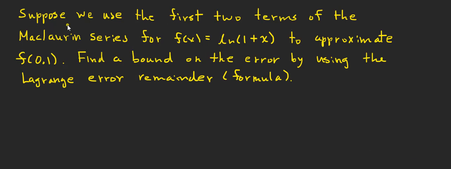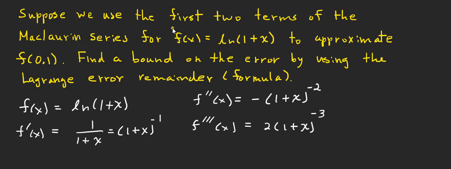Now, suppose we use the first two terms of the Maclaurin series for f of x equals natural log of quantity 1 plus x to approximate f of 0.1. Find a bound on the error by using the Lagrange error remainder. Sometimes, some books use a formula for the remainder. So in order to find the first two terms of the Maclaurin series, I took the derivative up to f triple prime. And we'll see if this is enough to find the first two terms.